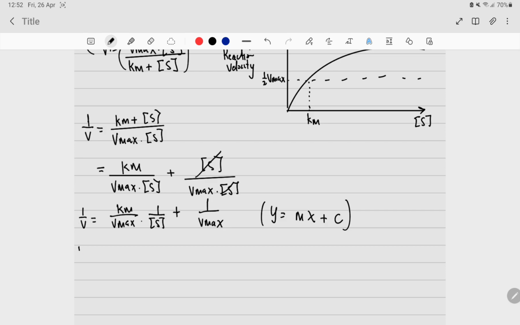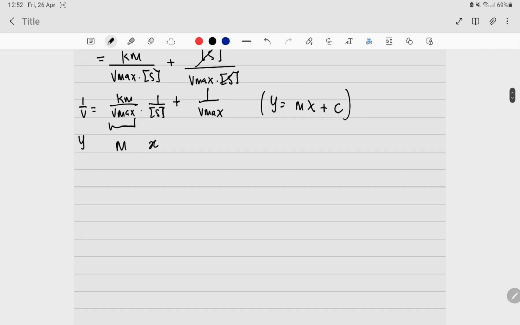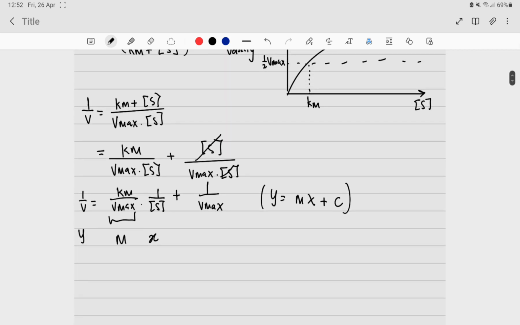So this will represent the y values. The whole of this will represent the gradient. 1 over the concentration of the substrate will give me the x values. And then 1 over Vmax is going to give me the y-intercept. So this right here gives the equation of the Lineweaver-Burk reciprocal plot.